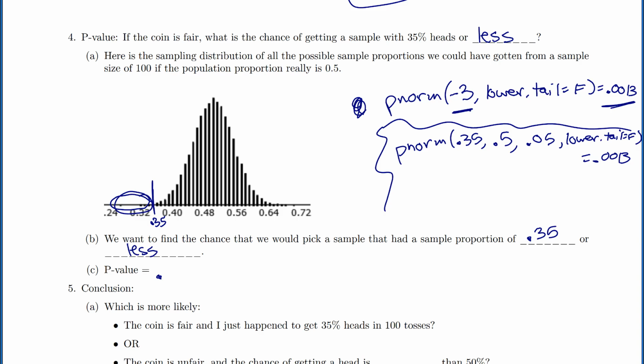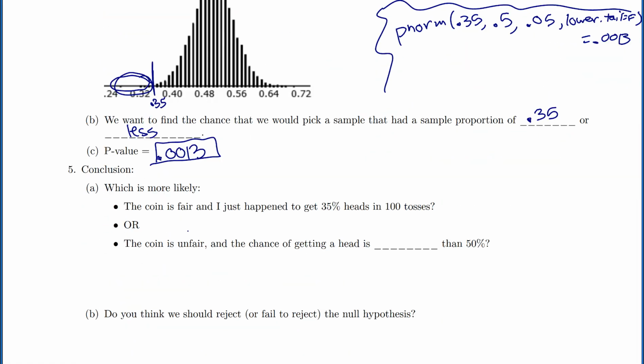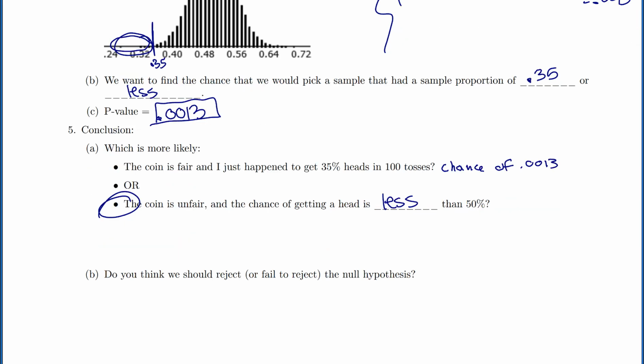So my p-value, that chance of it happening, was 0.0013. So as a p-value, this is: if the coin is fair, what's the chance of getting a sample of 35% heads or less? That chance is 0.0013, so not likely at all. So what do you think is more likely? That the coin is fair and I just happened to get 35% heads in 100 tosses, which had a chance of 0.0013, or that the coin is unfair and the chance of getting heads is actually less than 50%? I think that one is true. So I think the coin was actually unfair.